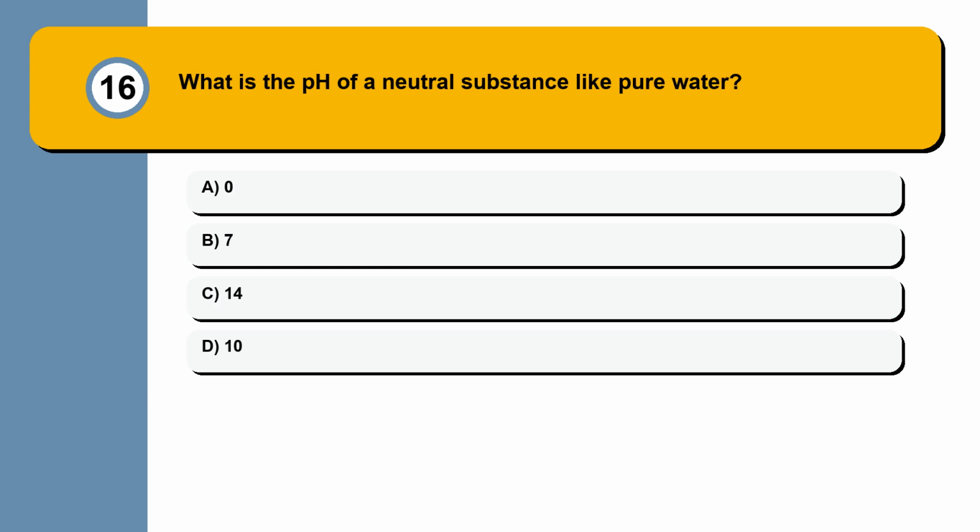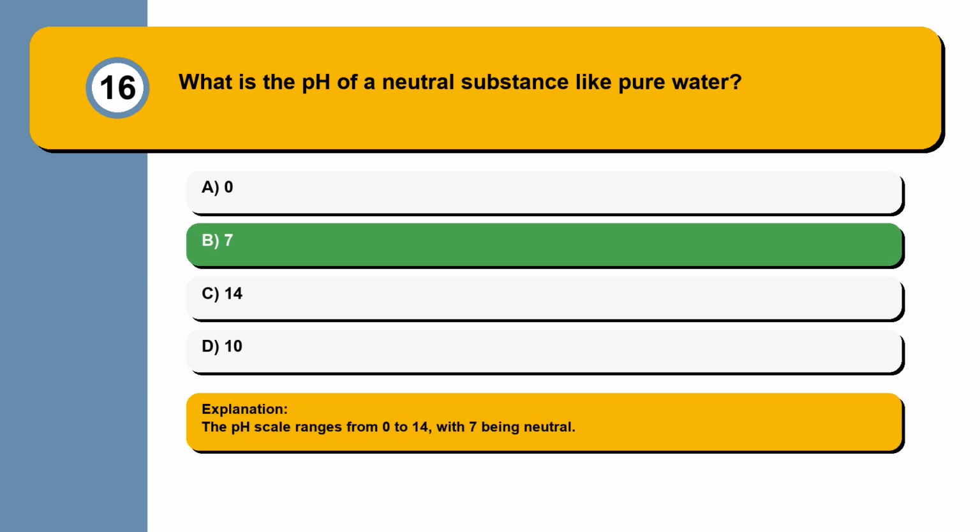Question 16. What is the pH of a neutral substance like pure water? 0, 7, 14, 10. The pH scale ranges from 0 to 14, with 7 being neutral.